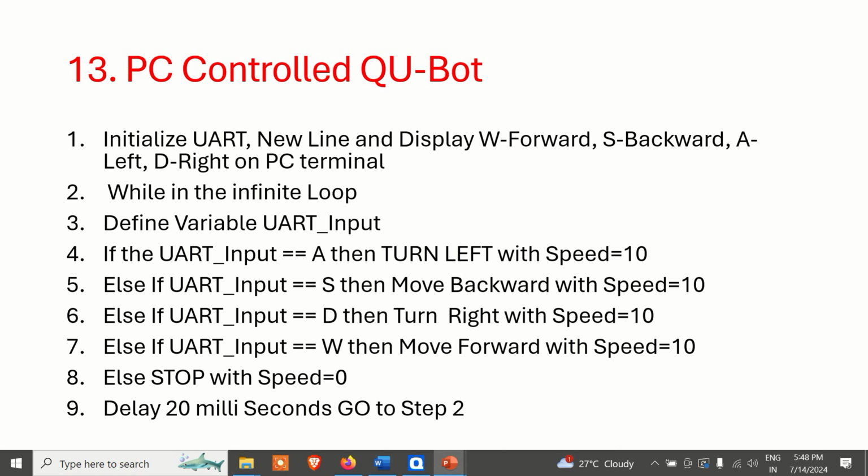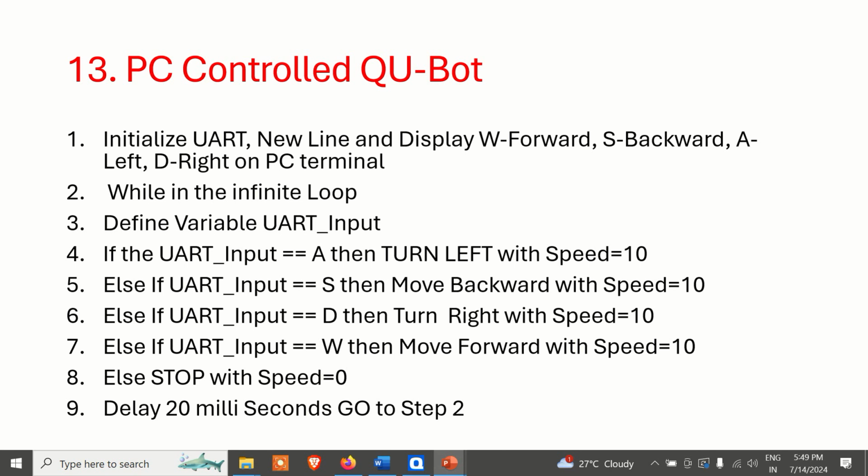Okay, so instead of using TV remote, right, infrared remote, this time we are connecting a cable and we'll connect to the computer and control the robot with the help of the computer keys. If you press the keys like A, S, D, W, then A for turn left, S for move backward, D for turn right, W for move forward. So these four keys of the computer should control the robot, the direction. So how do you do that?